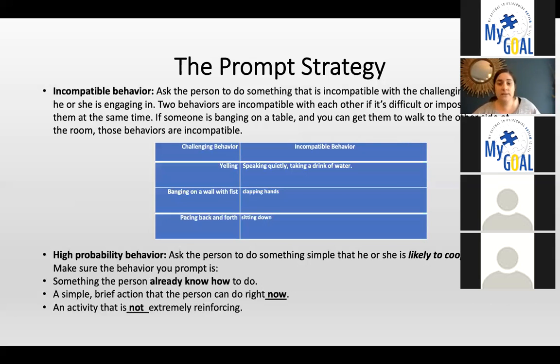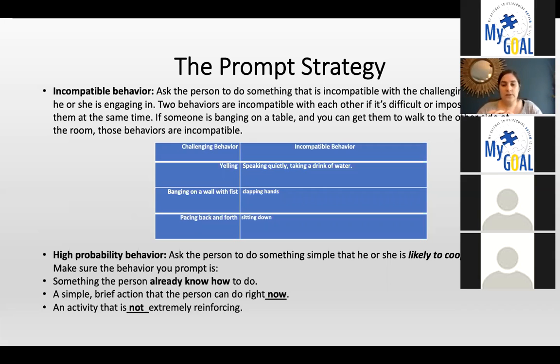You certainly can't scream when you have a mouthful of water. If your child is walking around the house banging their hands on the wall, you could say, "Hey, buddy, do this." If I'm clapping my hands, I can't be banging my hands on the wall. And as soon as the child engages in the behavior that you've asked them to do, we're going to immediately reinforce and then prompt them to say something like, "Can I take a break?"